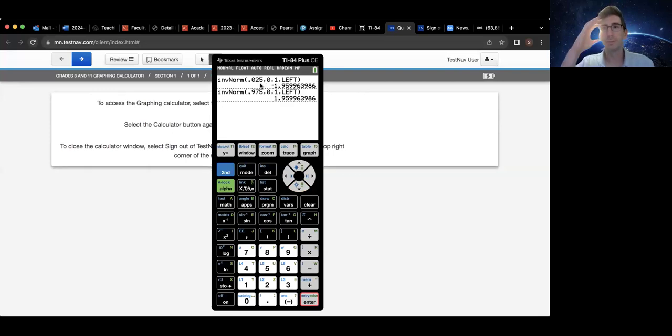And so this is what I was talking about, right? Whether you find the area under the curve to the left of your lower z value, this 0.025, or you find the area under the curve for your upper z value, in this case the 0.975, those z values are the same numerically, because of the symmetry of the normal distribution. One is just negative and one is positive.